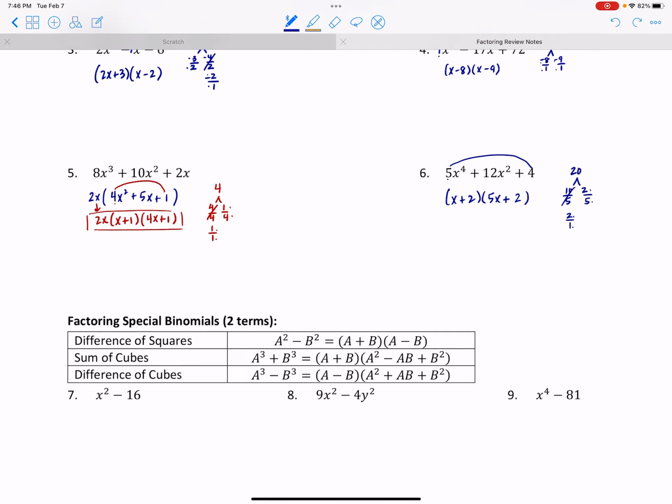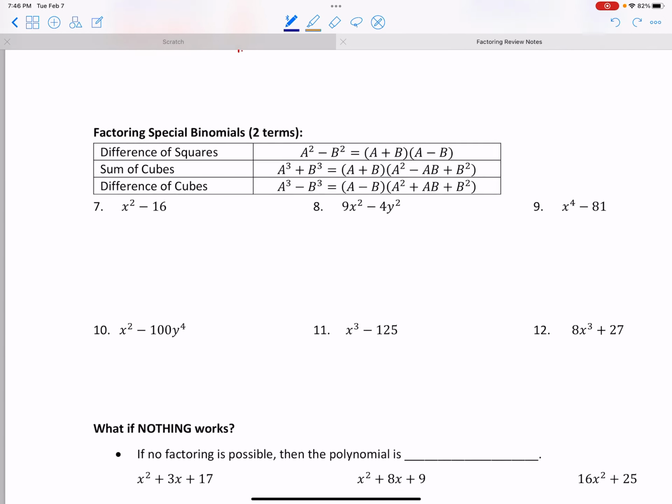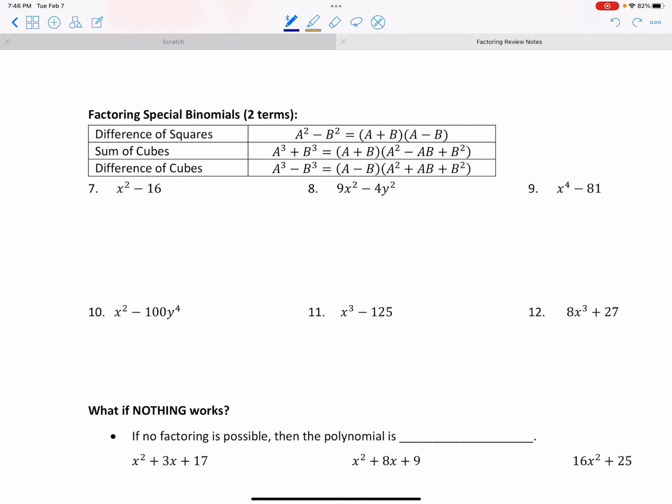Okay, so that's bottoms up. That's how I factor trinomials. Now, got 4 terms out of the way. Got 3 terms out of the way.